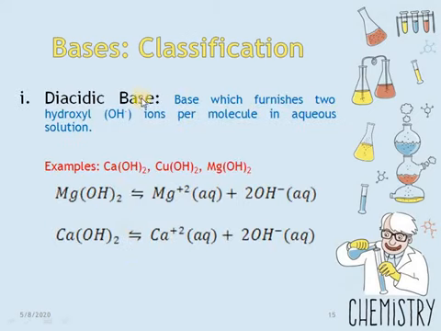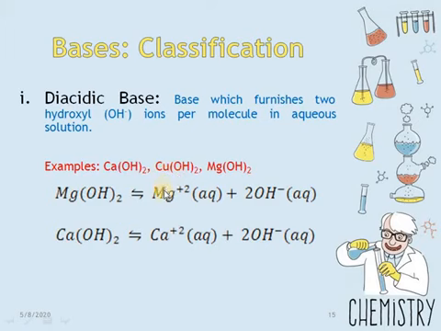Now what is a diacidic base? A base which furnishes two hydroxyl ions per molecule in aqueous solution is called a diacidic base. Examples are calcium hydroxide, copper hydroxide, magnesium hydroxide. I have shown you the ionization of magnesium hydroxide and calcium hydroxide, so you can do the same for copper hydroxide yourself.